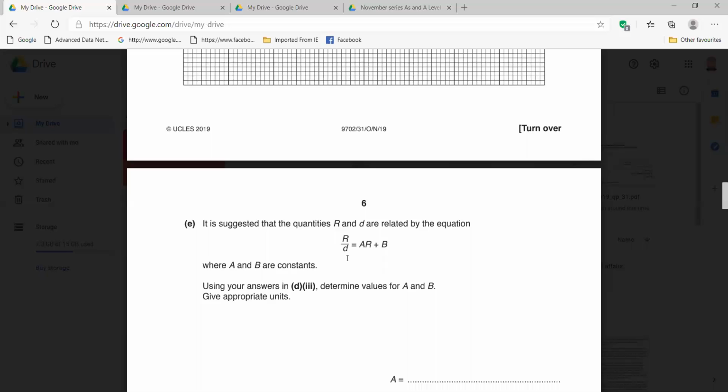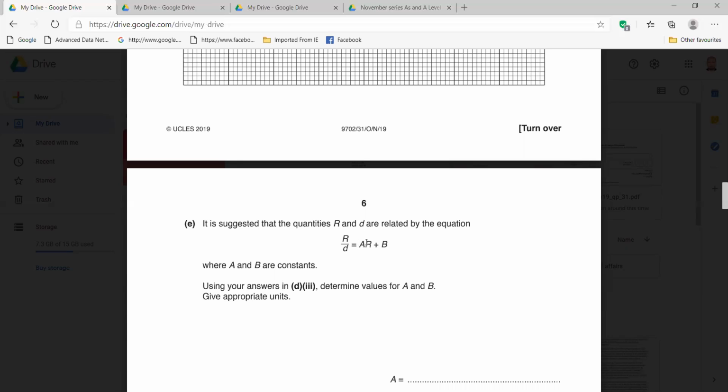That one is the straight line equation, y equals mx plus c. Here R is x, then R by D is y. So A is your gradient and B is the y-intercept, right? No, A is the gradient. You know that the formula is y equals mx plus c, right? Yes, sir. So m is equivalent to A.